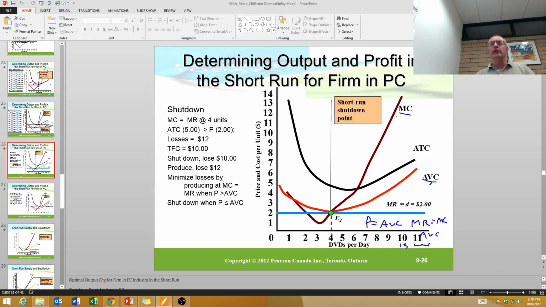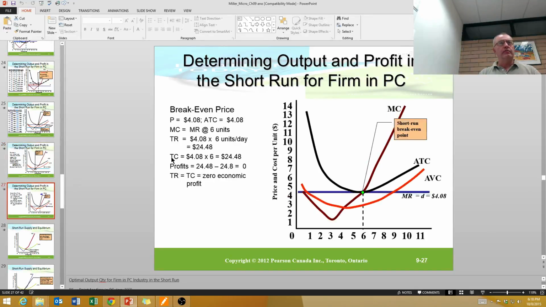Okay, and then the final little point here is the so-called break-even point. The break-even point is the quantity where our net income equals 0. That's going to occur at the point where our price per unit equals our average total cost. Therefore, net income equals 0.